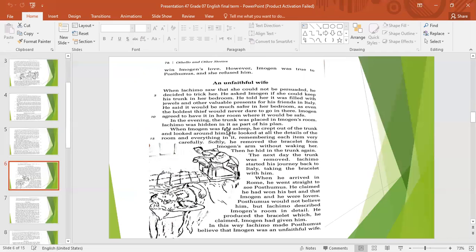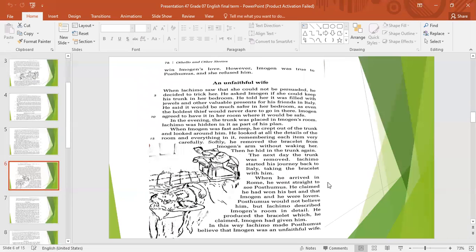When Imogen was fast asleep, he crept out of the trunk and looked around him. He looked at all the details of the room and everything in it, remembering each item very carefully. Softly, he removed the bracelet from Imogen's arm without waking her. Then he hid in the trunk again. The next day, the trunk was removed. Iachimo started his journey back to Italy, taking the bracelet with him.